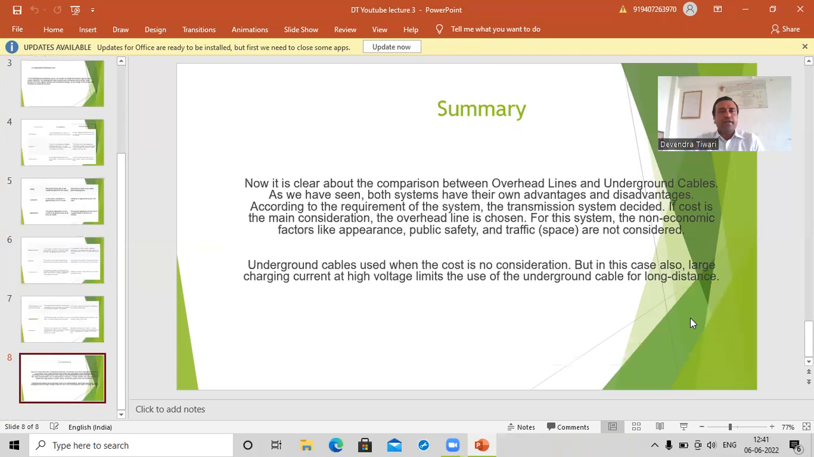Whereas underground cables are used when cost is of no consideration. That means we are not putting any emphasis on cost. But in this case also, large charging current at high voltage limits the use of underground cables for long distances. So this is a simple technical comparison between the overhead line system and underground cables. There are some more points left in this comparison, which we can see in the next video lecture.